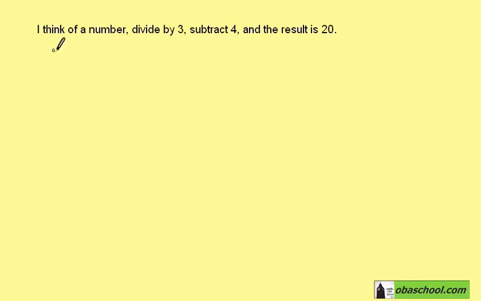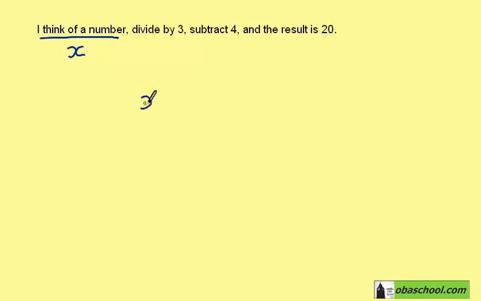I think of a number. I then divide that number by 3, subtract 4, and the result is 20. The number I think of is an unknown, so let's call it x.